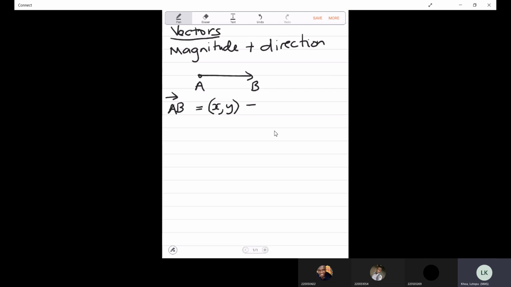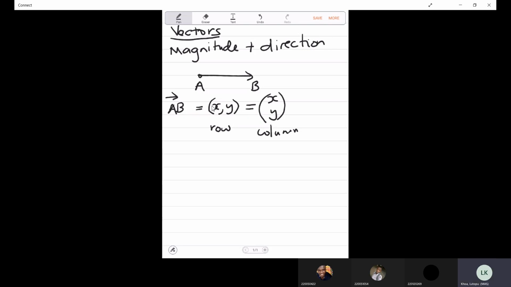Then we can represent it as a column, for example, x over y. So again, this is two-dimensional because it has an x dimension and a y dimension, and then later on we will look at three-dimensional vectors. So this is a row vector. This one over here is a column vector. Then we also have another way that we represent it, that is in terms of unit vectors.